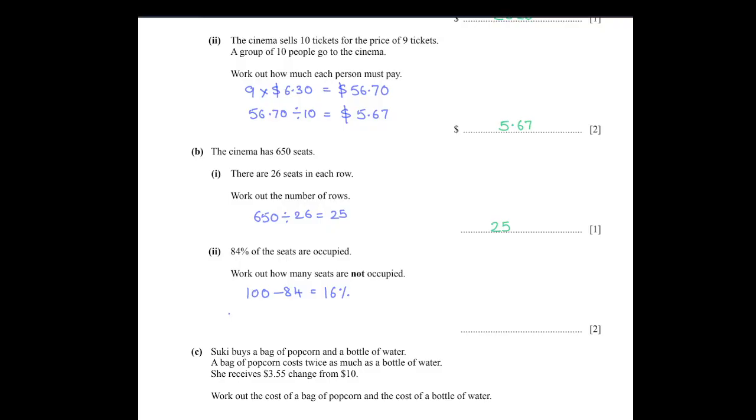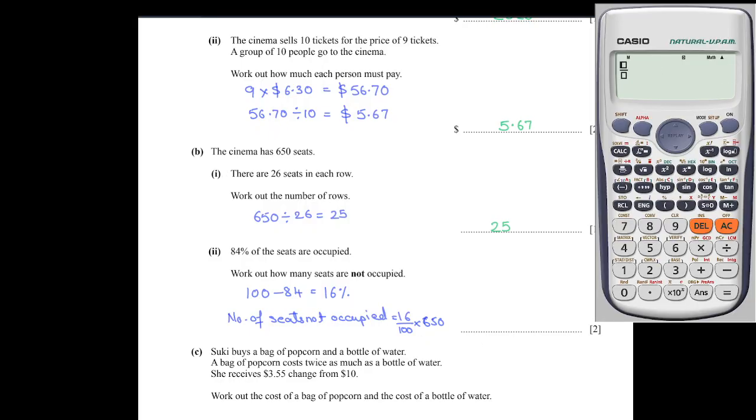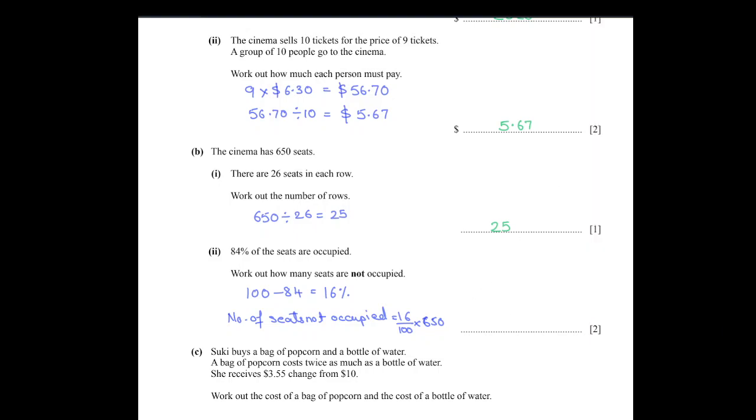So the number of seats not occupied will be 16 by 100 into the total number of seats, which is 650, given in question number B. 16 by 100 into 650 is 104. So 104 seats were not occupied. Question number 2 in B is done.